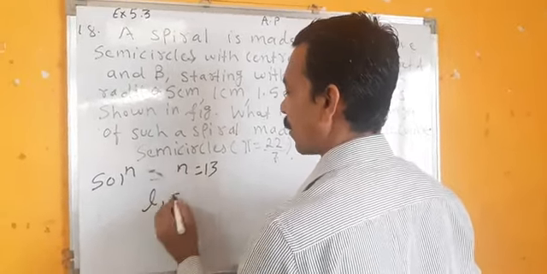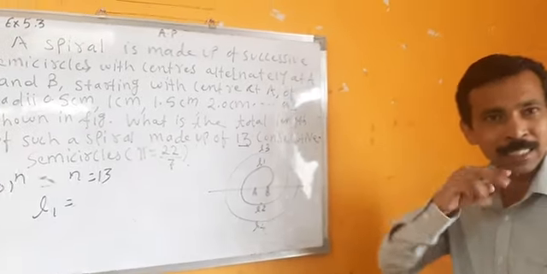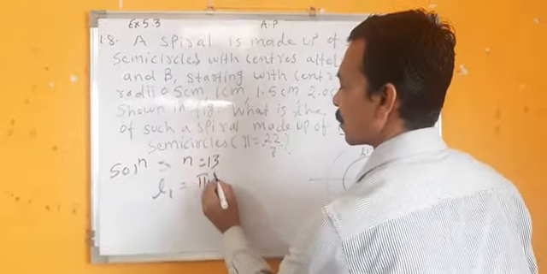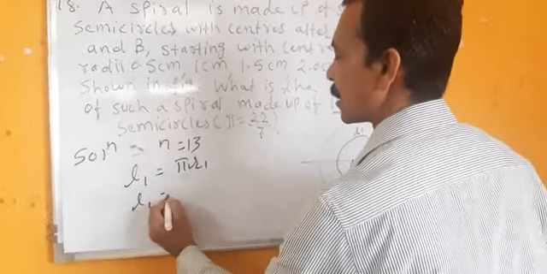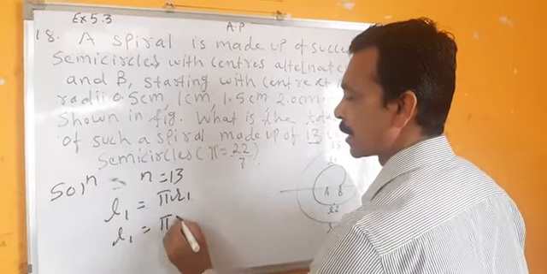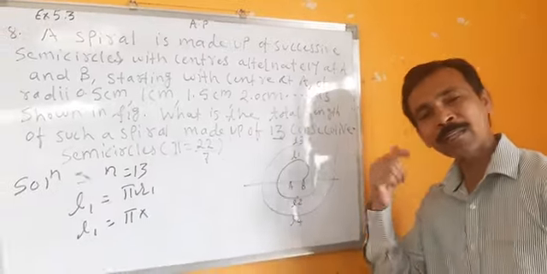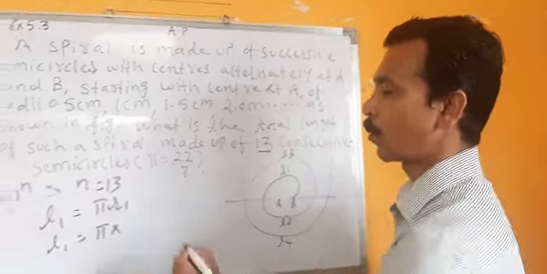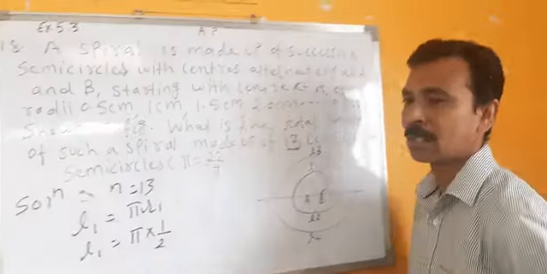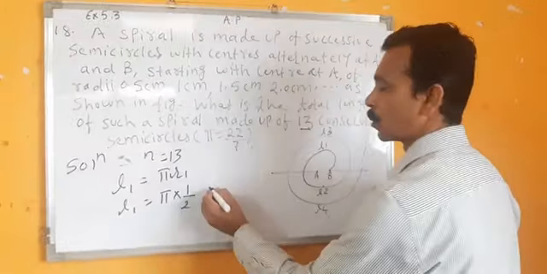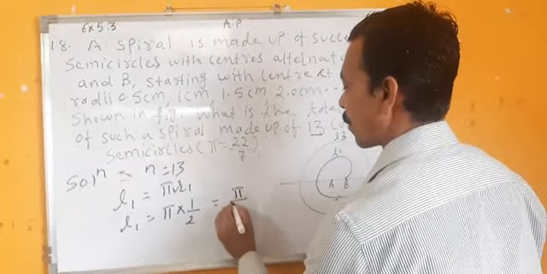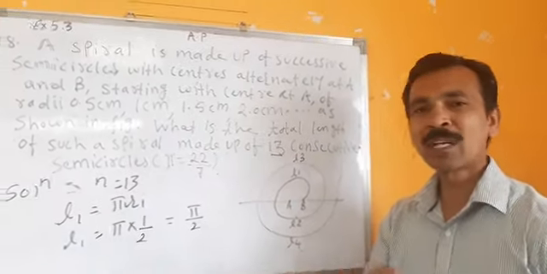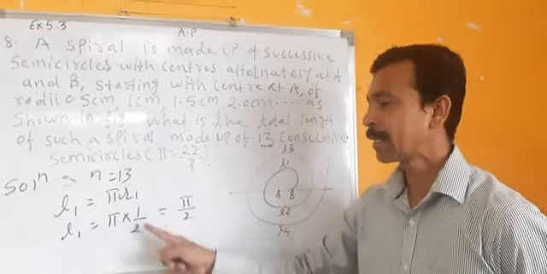L1 means length 1. That is the formula for circumference of a semicircle, pi r1. L1 is equal to pi into, I'll keep pi as it is, we'll take the value of pi in the last step. First radius is 0.5 centimeter. 0.5 means 1 upon 2, so L1 is pi upon 2. Again I repeat, I have not written 0.5 here. 0.5 means 1 upon 2. Why am I writing it in fraction? Calculation becomes easy.